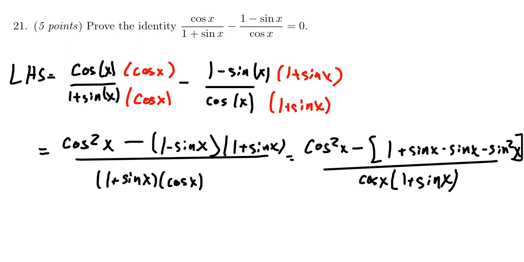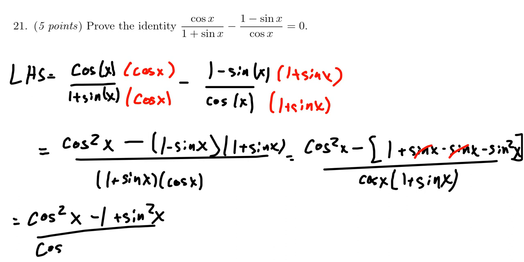And so then we need to continue to simplify the numerator. We have a sine x minus sine x right there. Those cancel out, right? And so in the numerator, we end up with a cosine squared x. We get a minus 1, and then we're going to get a plus sine squared, like so. And this again sits over the denominator cosine of x times 1 plus sine x, like so.